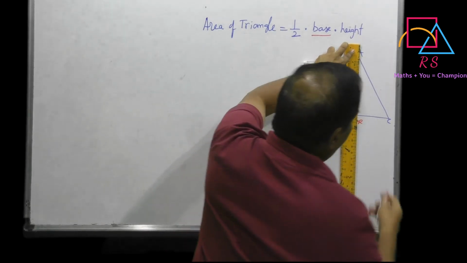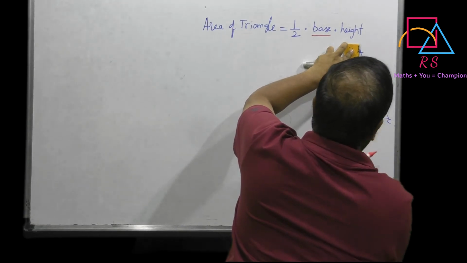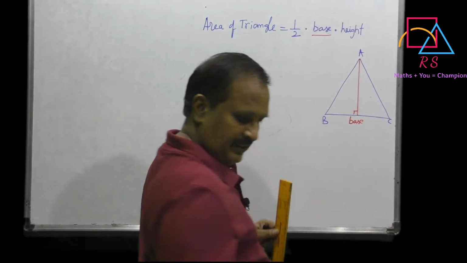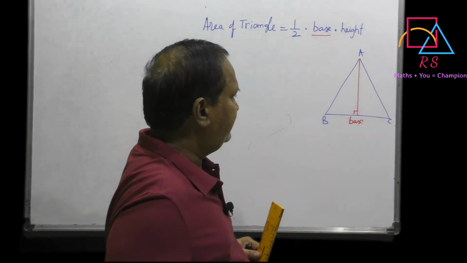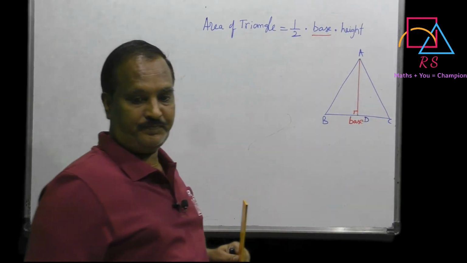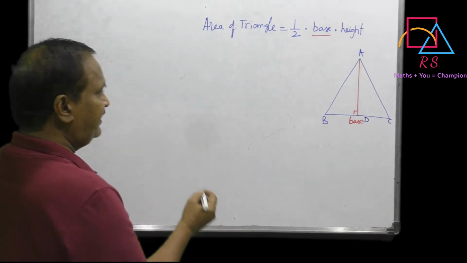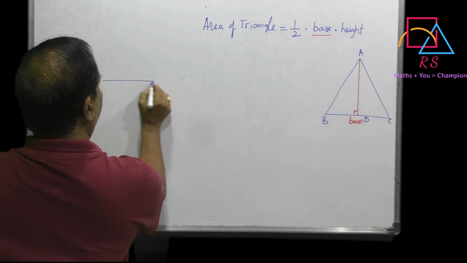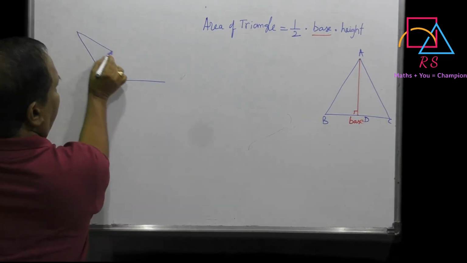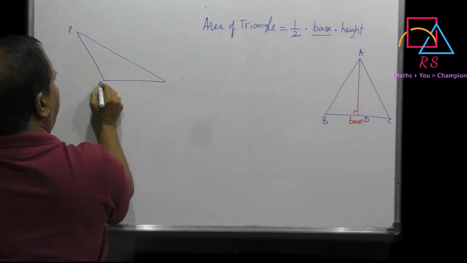Perpendicular means 90 degrees. So this will be the height, perpendicular. See, if I put D here, so AD will become the height. Now I will just tell you one more point. For example, the figure comes like this. This is also a triangle. Let me draw PQR.